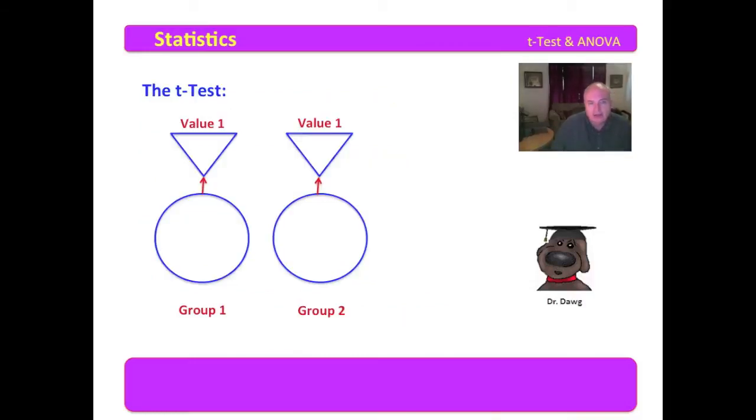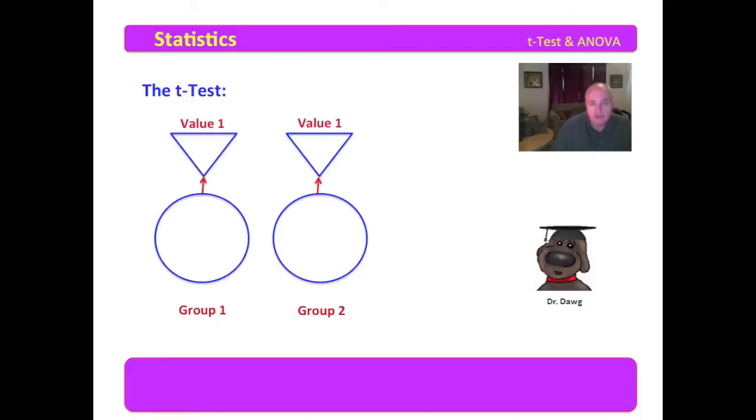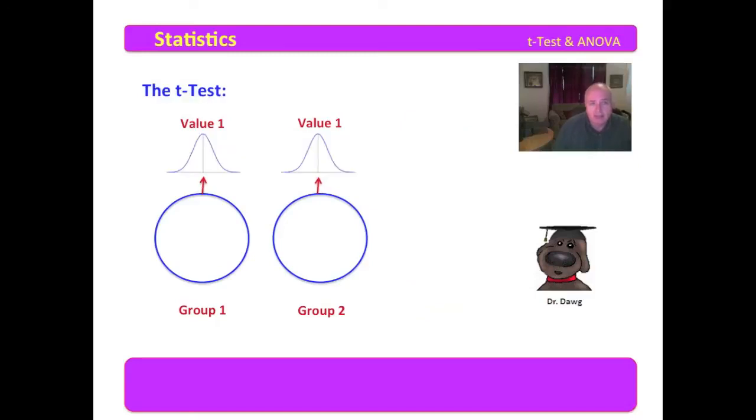Now, let's go back to this diagram just a minute. Here you have group 1 and group 2, and you have the dependent variable which has value 1 and value 1. Now, that's a t-test. Look at the difference in an ANOVA. ANOVA can have two or more groups. When an ANOVA has two groups, it is a t-test. When it has more than two groups, then it's referred to as an ANOVA. ANOVA has two or more groups and one variable, simply like the t-test does.